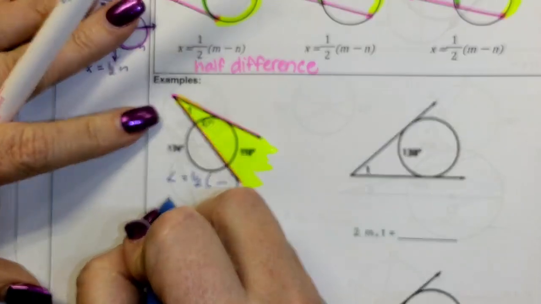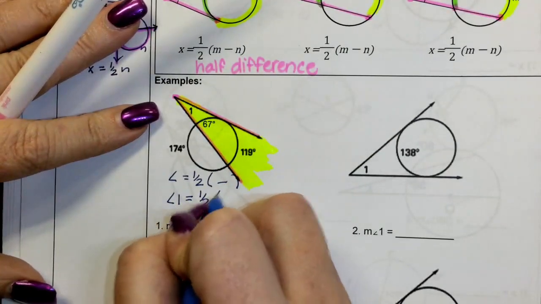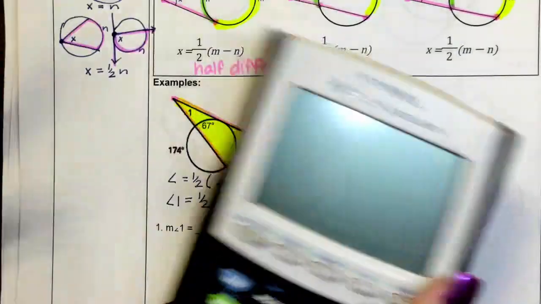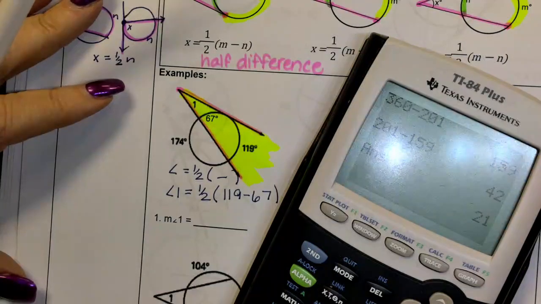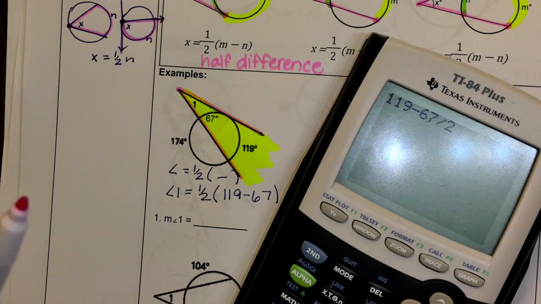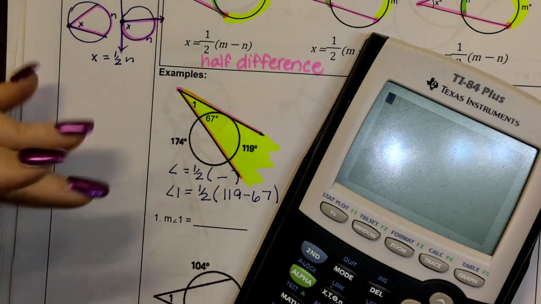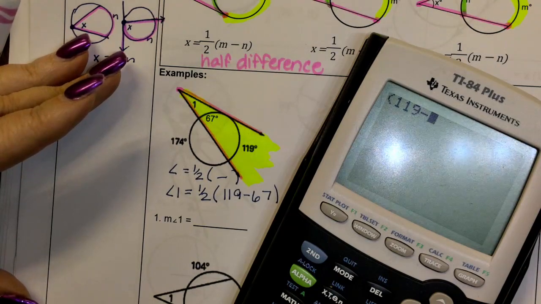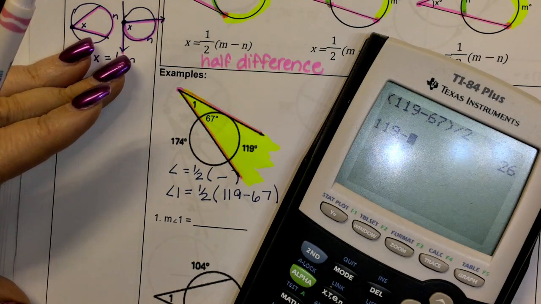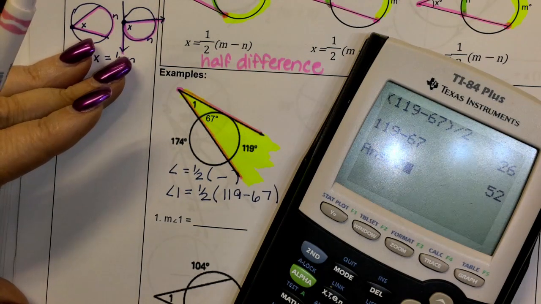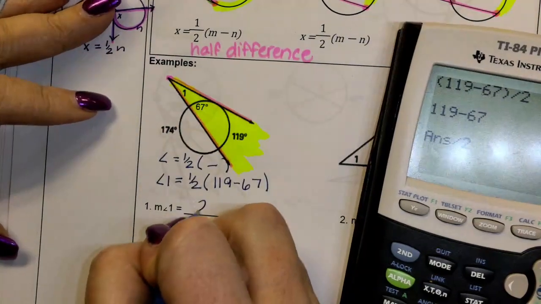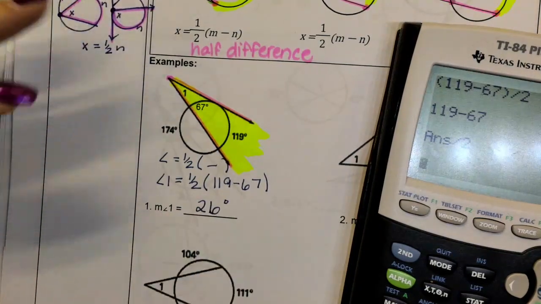So you are going to say that angle 1 is equal to half of the difference, 119 minus 67. Now be careful with your calculator here. You don't want to do 119 minus 67 divided by 2, because then the only thing that gets divided by 2 is the 67. So you either want to do parentheses, 119 minus 67, and then divide by 2, or do 119 minus 67, enter, then divide that number by 2 and hit enter. Either way, you get 26. So the measure of angle 1 is 26 degrees.